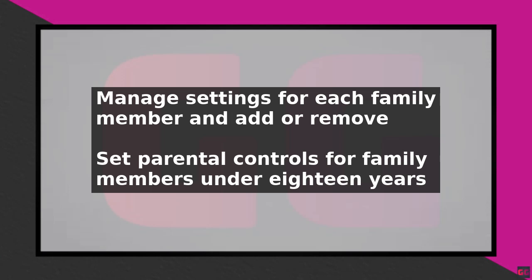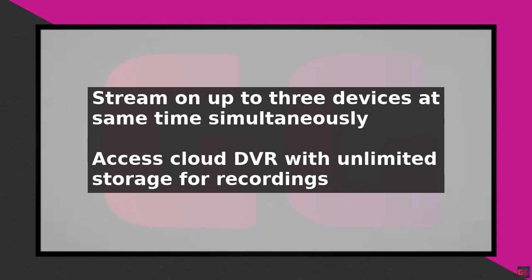In addition to streaming on multiple devices, YouTube TV family sharing also allows you to access a cloud DVR with unlimited storage. This means that you can record as many shows or movies as you want and store them in the cloud for up to 9 months. To access the cloud DVR, click on the Library tab in the YouTube TV app and select Recordings.